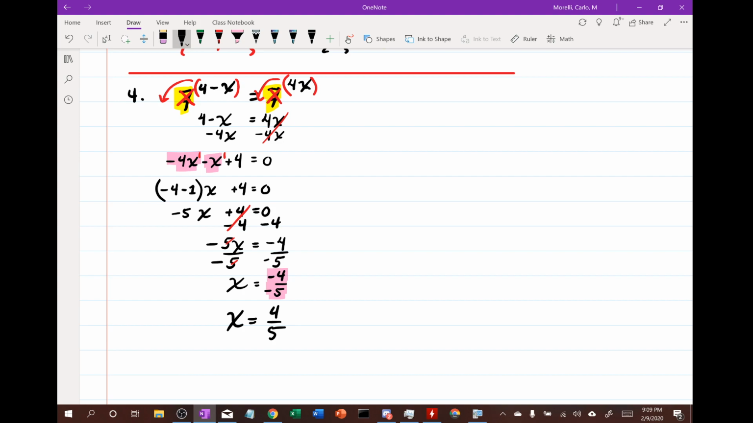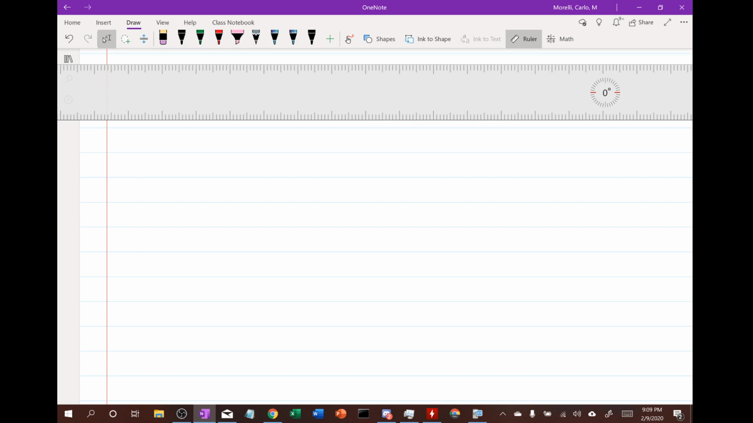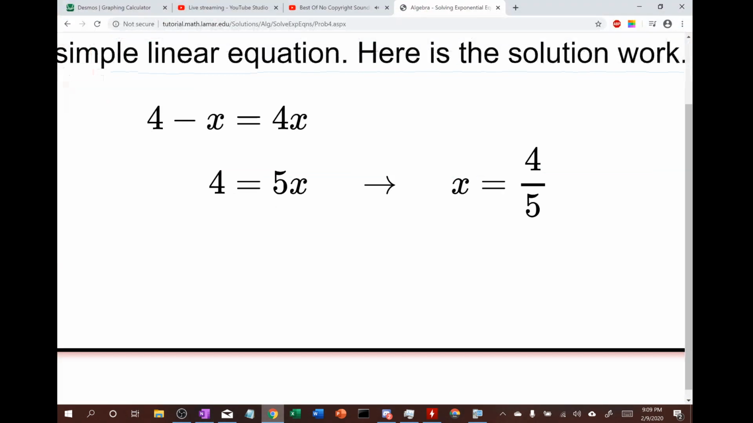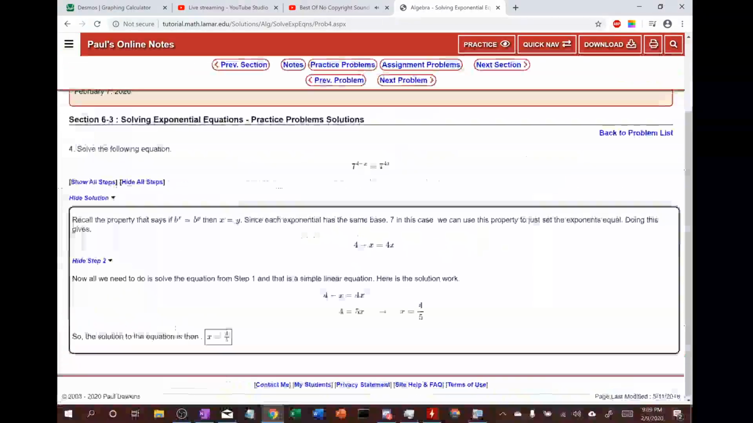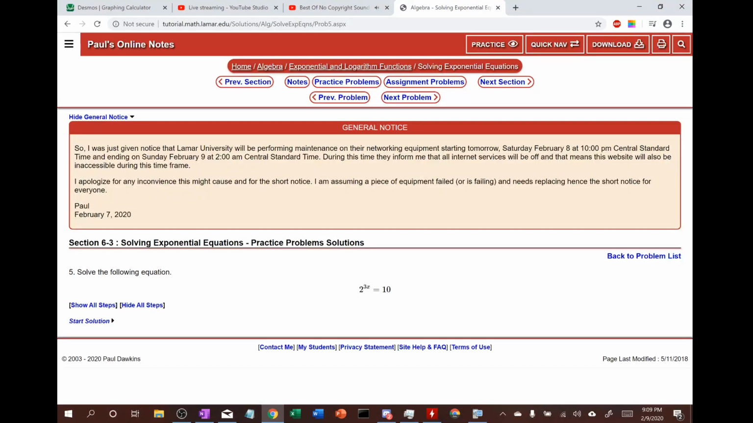Okay, so last problem, and then we will disconnect the live stream. We'll do this faster. I want you to see a problem where the bases are not the same, because most of the time the bases are not the same. Okay, so this is the last one.